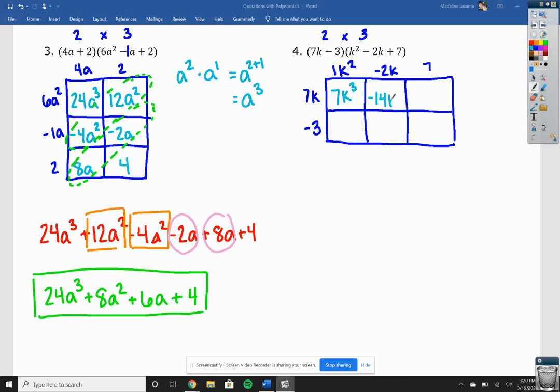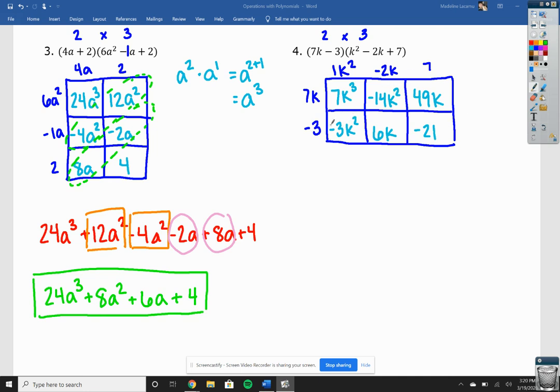K times k is k squared. 7 times 7 is 49. Then we have this k, so we put a k. Negative 3 times 1 is negative 3. Then we have that k squared, so I have a k squared here. Negative 3 times negative 2k. So negative 3 times negative 2 gives us positive 6 and k. And negative 3 times 7 is negative 21.